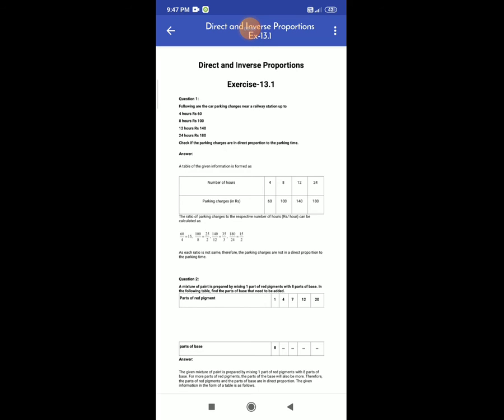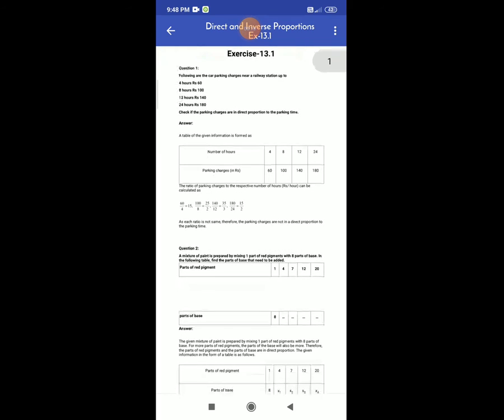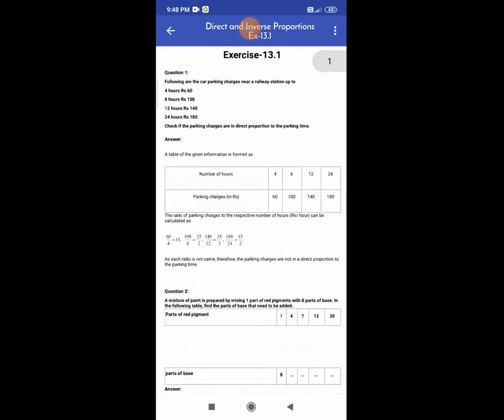Dear students, today we are going to discuss the solution from exercise number 13.1, chapter 13, direct and inverse proportion. तो शुरू करते हैं 13.1 एक्सरसाइज सॉल्यूशन के साथ क्वेश्चन नंबर 1 जो कि आपके स्क्रीन पर है.